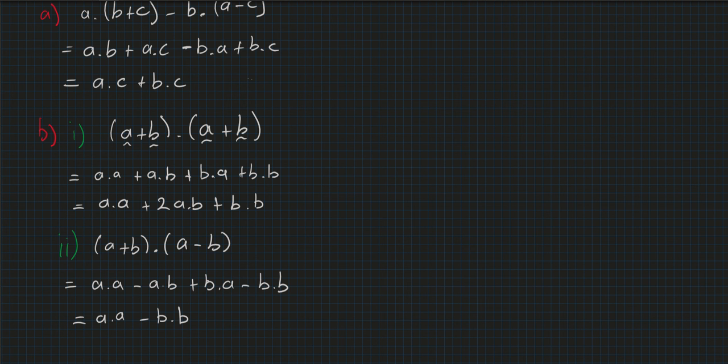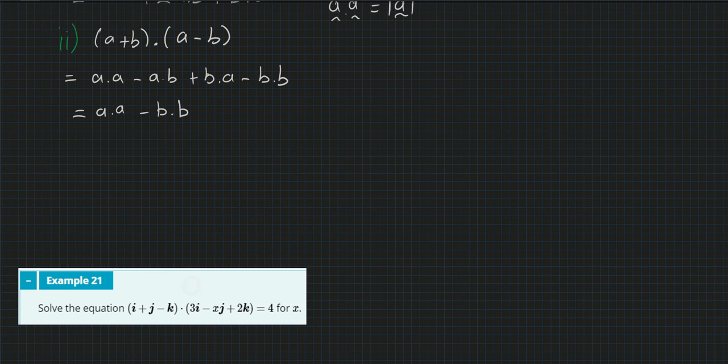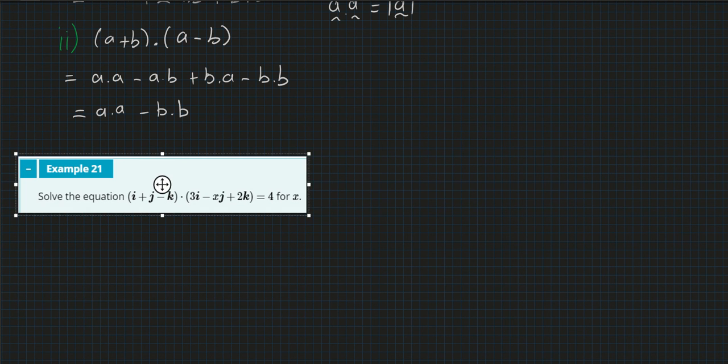Okay, part 2. You can see, and as we saw in our properties, A dot A is actually equal to the magnitude of A squared. And the same goes for B dot B. So that's what that is. It's the magnitude of A squared and the magnitude of B squared. And of course you could use the cosine rule, etc., and find out what that is. But that's quite interesting, don't you think? All right, let's move on to example 21.